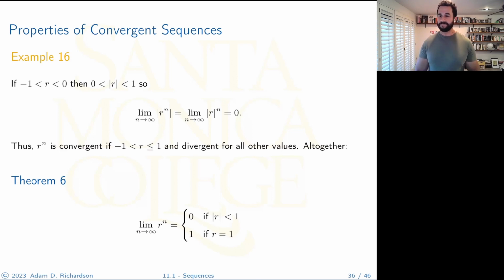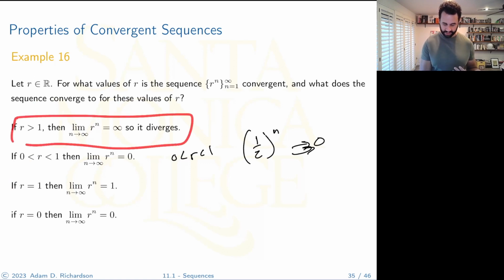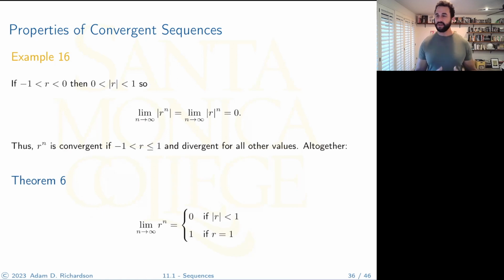That's the conclusion. I'm sorry, I guess I didn't write this part out, but if r is equal to -1, you could run a similar argument to what we did here. And if r is less than -1, you can run a similar argument to what we did here. All right? So putting the whole thing together, we get this really helpful theorem: the limit as n goes to infinity of r to the n is equal to 0 if the size of r is less than 1, or 1 if r is equal to 1. And in any other case, it diverges.